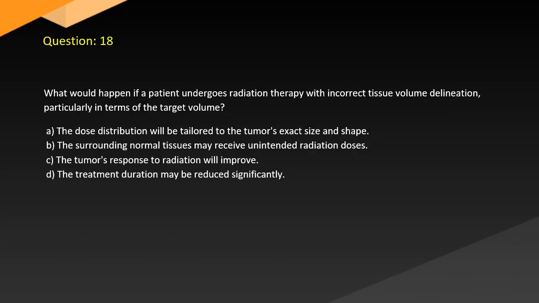Question 18. What would happen if a patient undergoes radiation therapy with incorrect tissue volume delineation, particularly in terms of the target volume? A. The dose distribution will be tailored to the tumor's exact size and shape. B. The surrounding normal tissues may receive unintended radiation doses. C. The tumor's response to radiation will improve. D. The treatment duration may be reduced significantly.